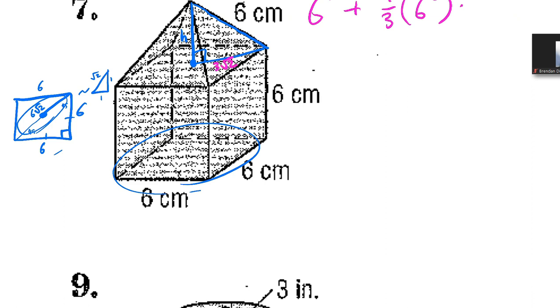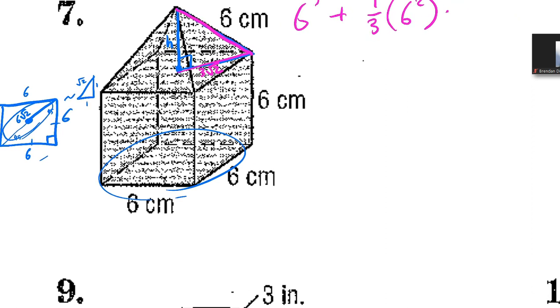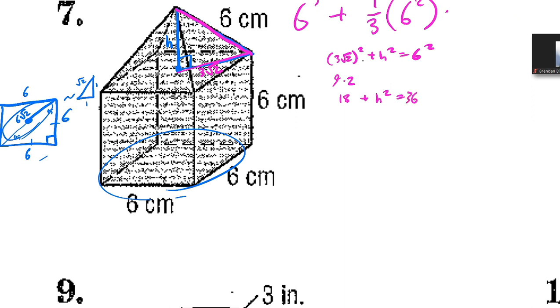And now all we need to do is the Pythagorean Theorem. If this edge is 6 and this diagonal length is 3√2, then what's that height? So let's do it. 3√2 squared plus height squared equals 6 squared. So that's 9 times 2, or 18, plus h squared equals 36. And h squared equals 18. So h is √18, or √9 times √2, or 3√2. Oh, that's cool. It ended up being a 45-45-90 triangle as well.